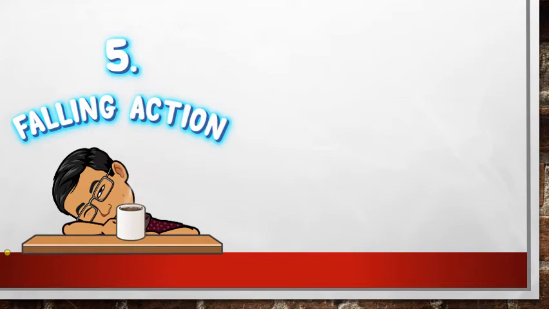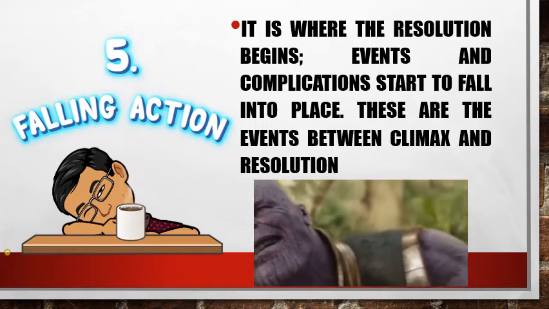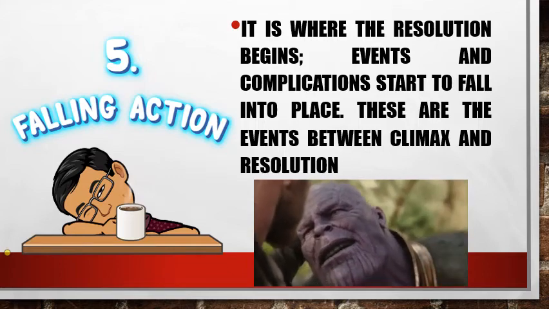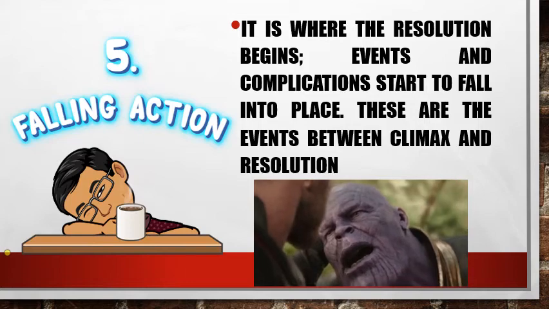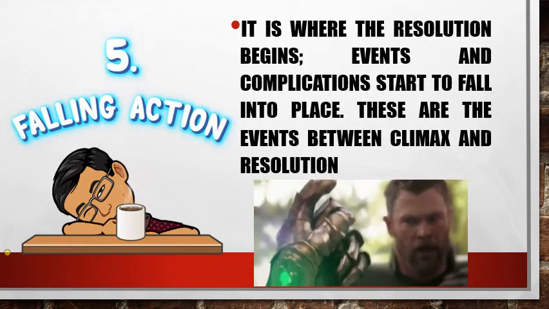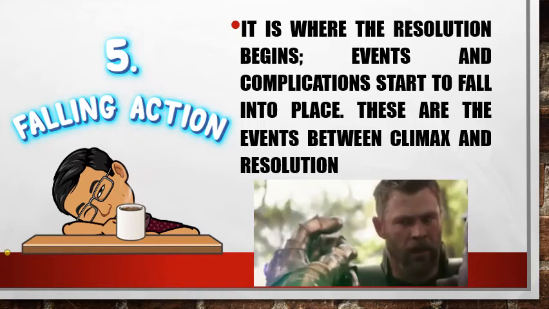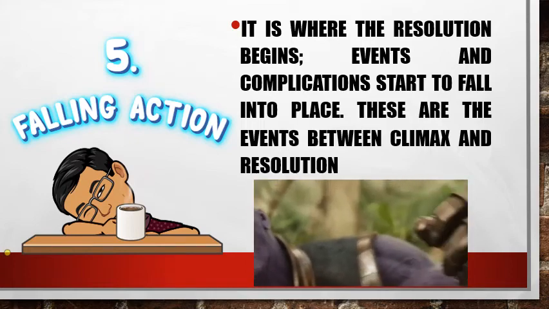Number 5, falling action. It is where the resolution begins. Events and complications start to fall into place. These are the events between climax and resolution. Again, in Infinity War, after Thanos has collected all of the 6 Infinity Stones, he faced Thor, wherein he was hit by Thor with the Storm Breaker. And after that, he did the snap.